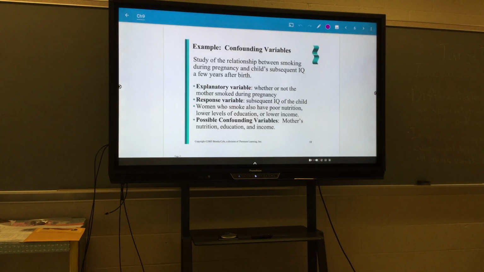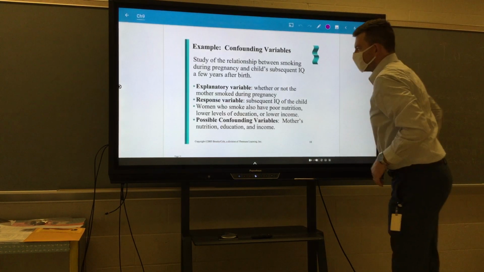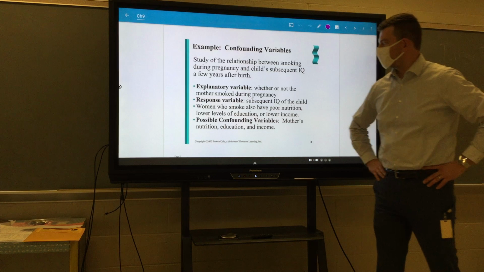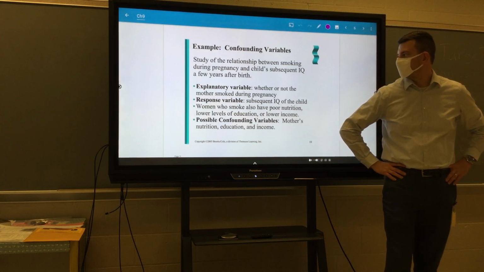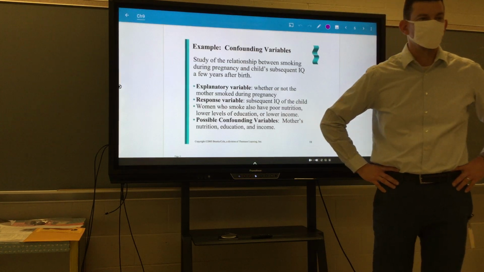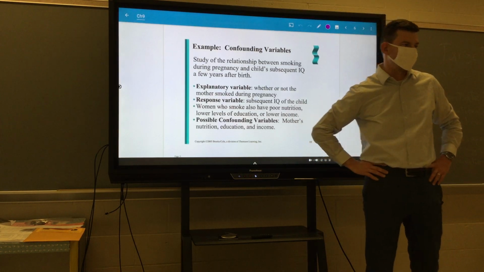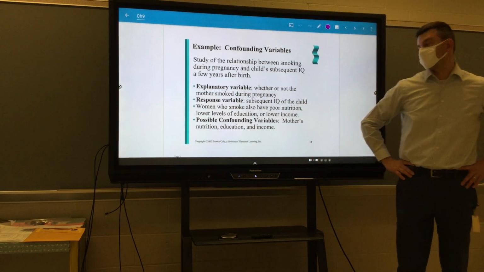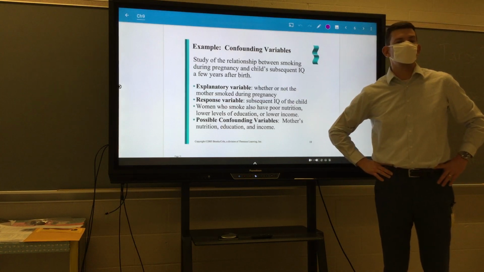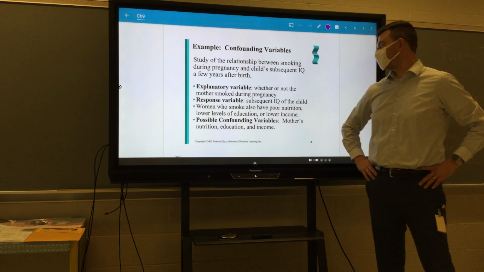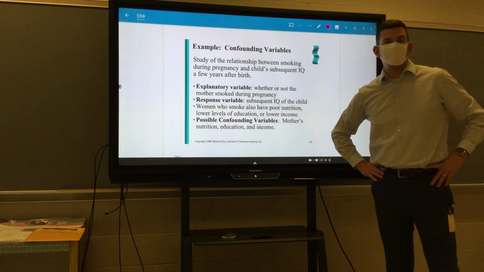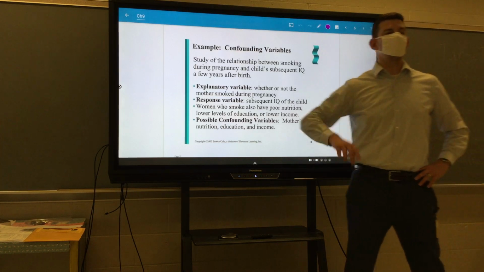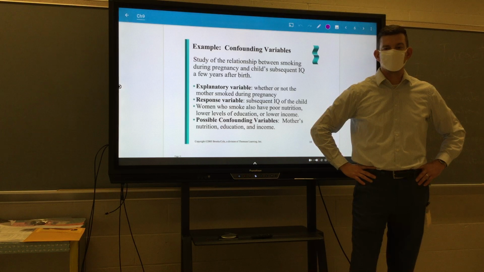That's a big idea right there. I have an example here where there's a study that looks at the relationship between smoking during pregnancy and a child's subsequent IQ a few years after birth. So the child's like 4 or 5 years old now, and takes an IQ test. The explanatory variable in this case is whether or not the mother smoked during pregnancy. The response variable would be the IQ of that child when the kid's like 4 or 5 years old. Would this be done as an observational study or a randomized experiment?